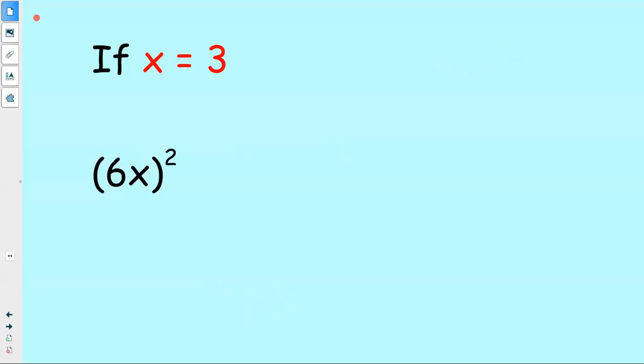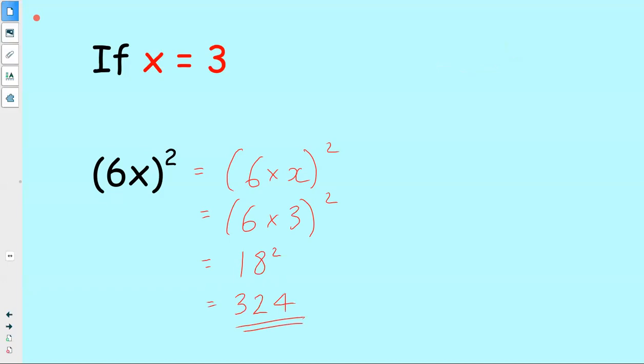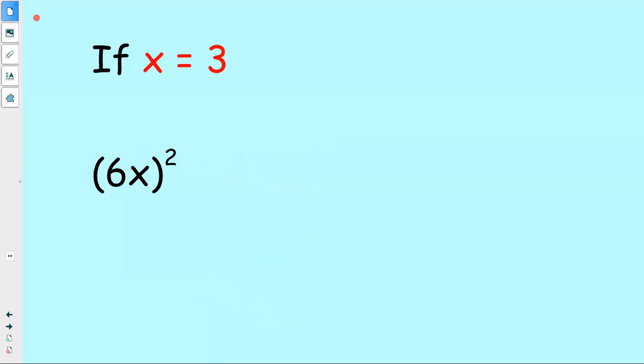So inside the bracket, 6x means 6 multiplied by x, and we're going to square it. So 6 multiplied by 3, and we're going to square it. So 6 times 3 is 18, and 18 squared is 324. And that's my final answer. Very, very different from the previous answer. Okay, let's move on.